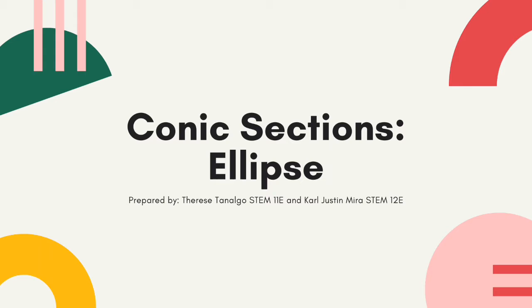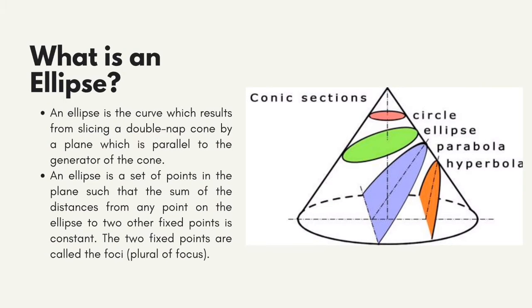For today, we are going to learn about the ellipse and how to graph it on a rectangular plane given a standard equation. So what is an ellipse? In simple terms, it looks like an oval or an oblong.